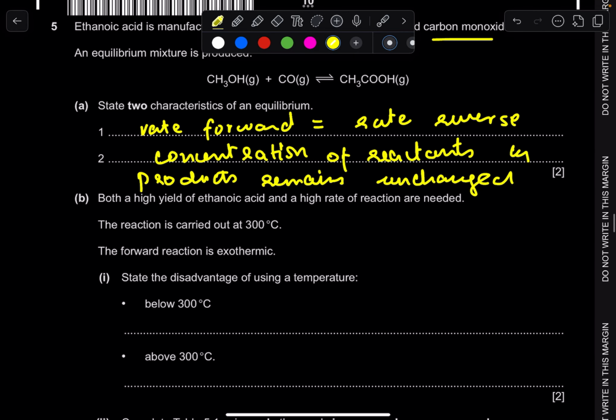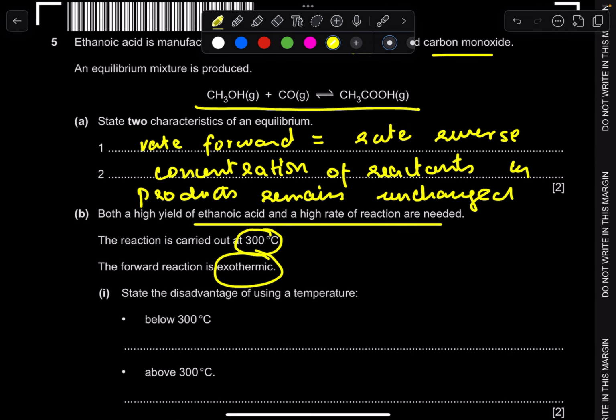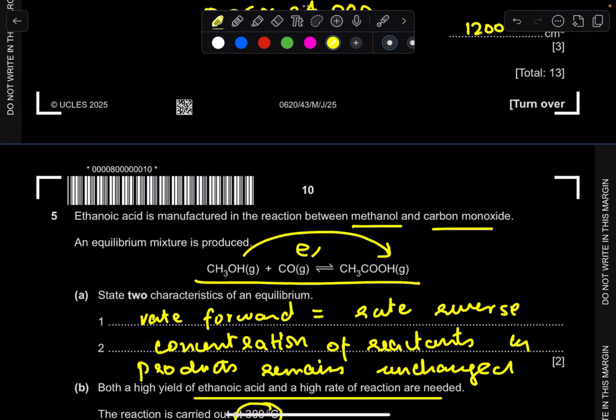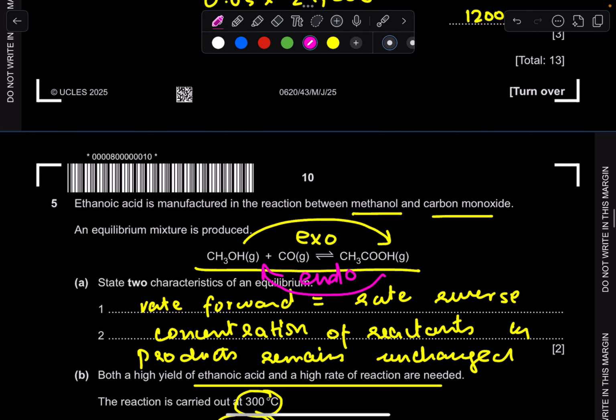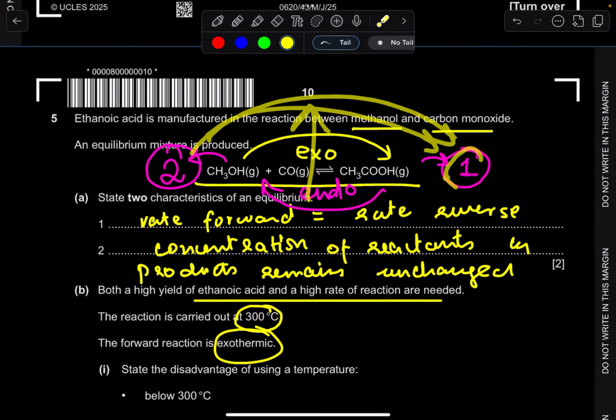Okay, done. Both a high yield of ethanoic acid and a high rate of reaction are needed. The reaction is carried out at 300. We're not told whether it's exo or endo. Leave it, the forward reaction is exo. So now we know the forward is exo, and we also know that the backward is going to be endo. We have 2 moles of gas on the reactant side and 1 mole of gas on the product side. So if we increase the pressure, the equilibrium is going to move towards this side because this side has fewer moles. If we increase the temperature, equilibrium is going to move backwards.